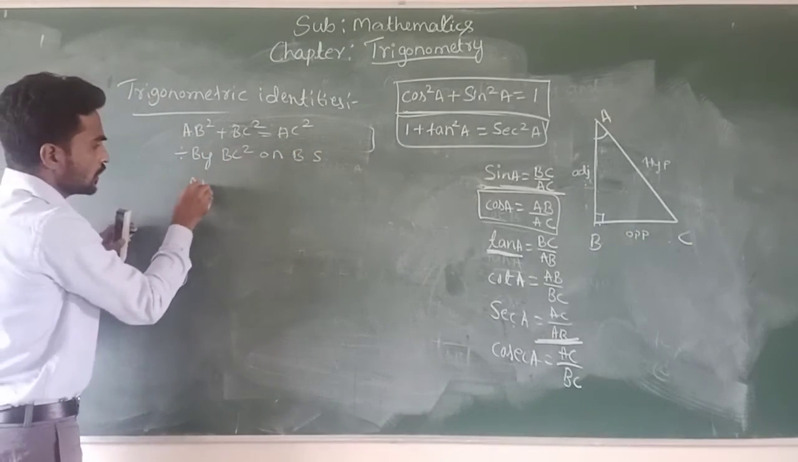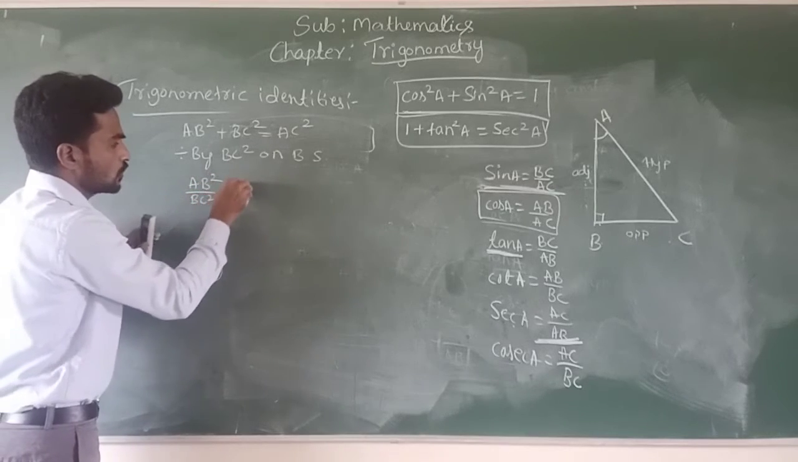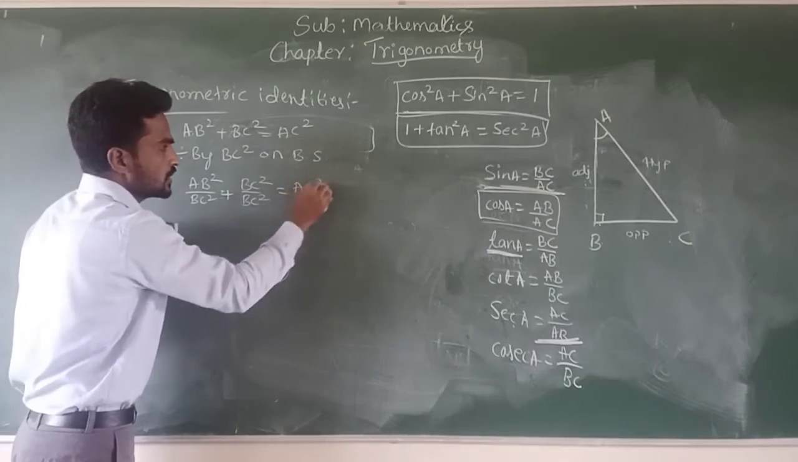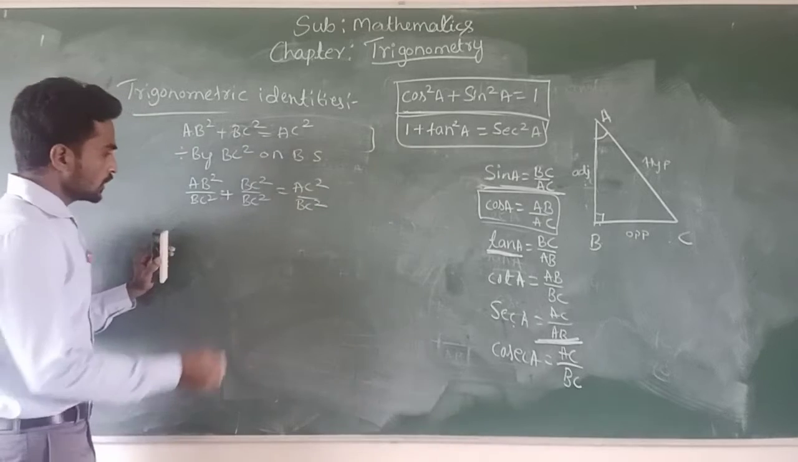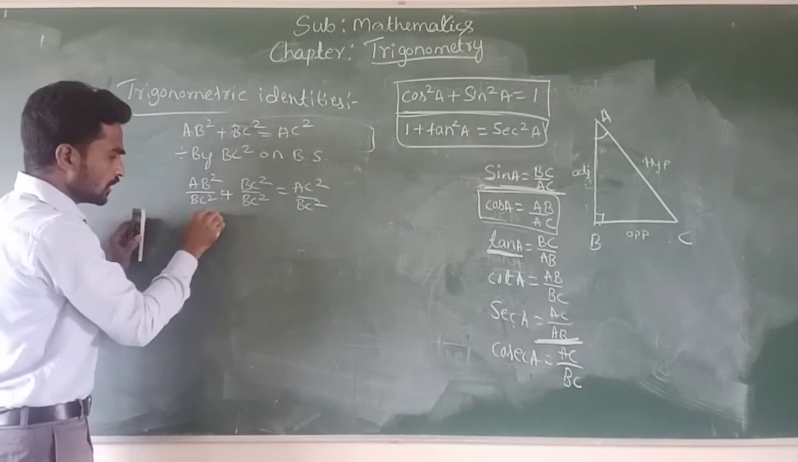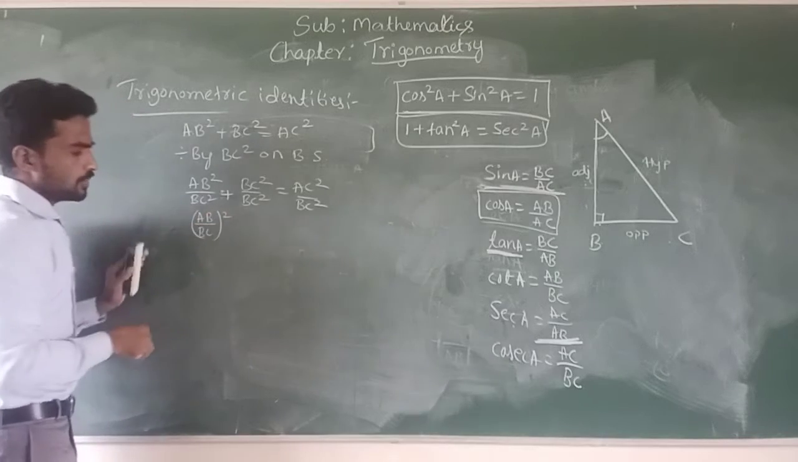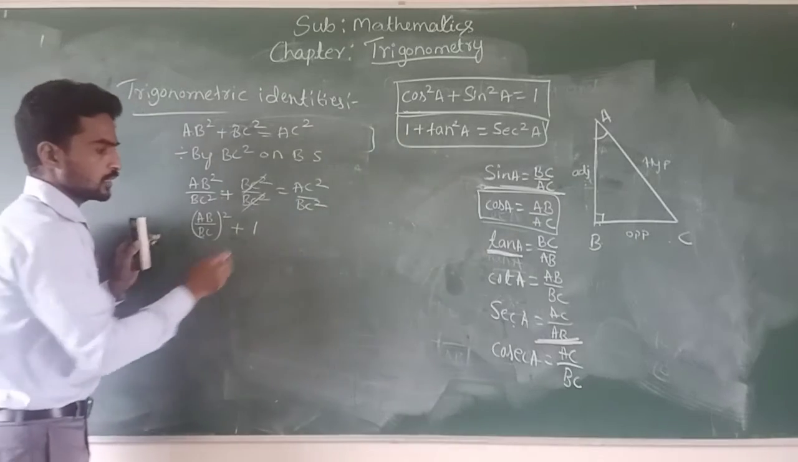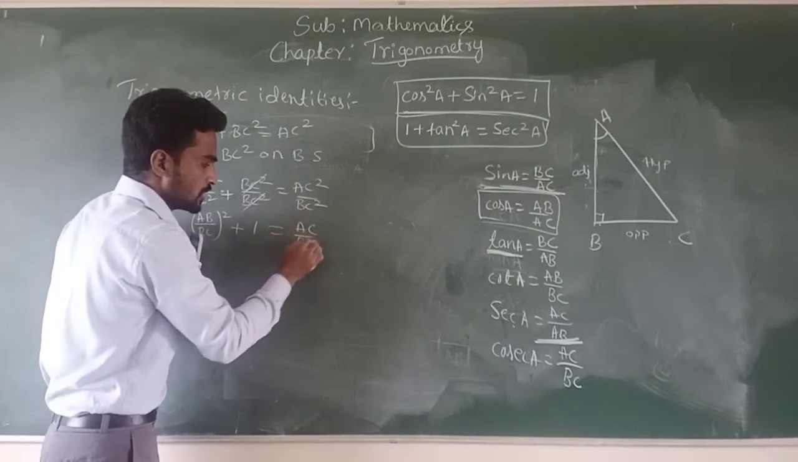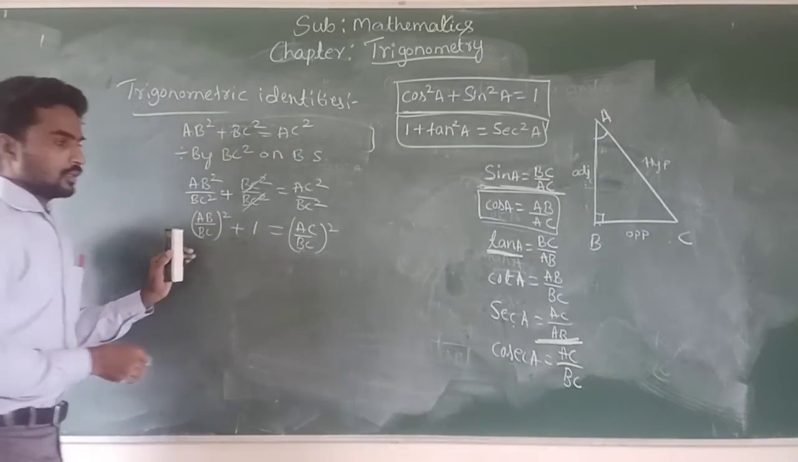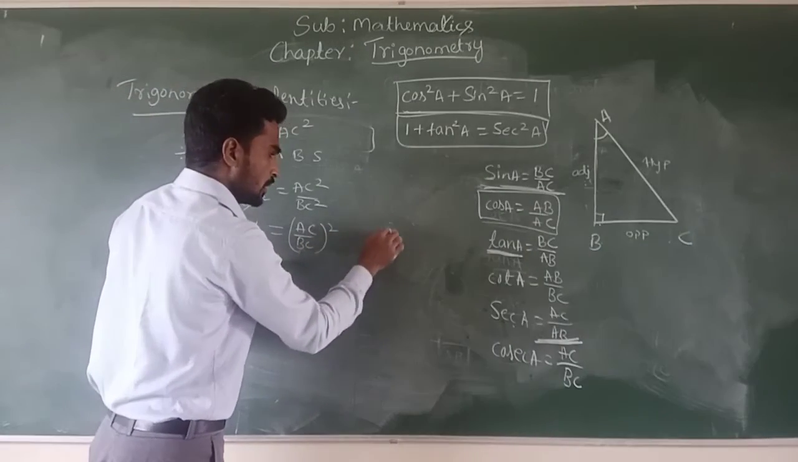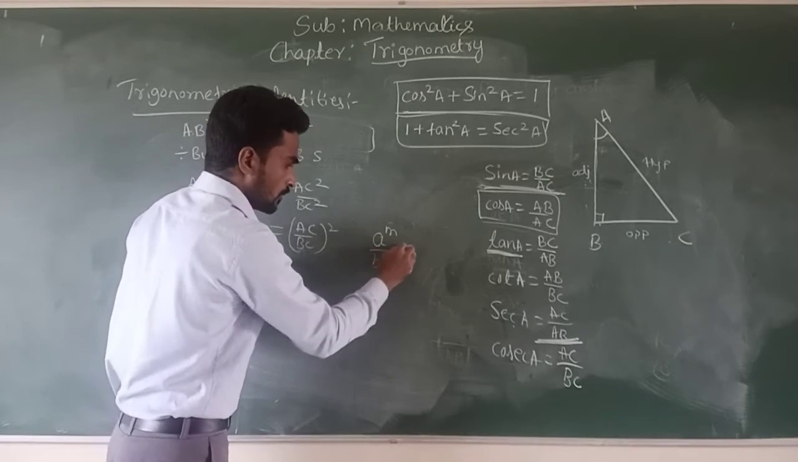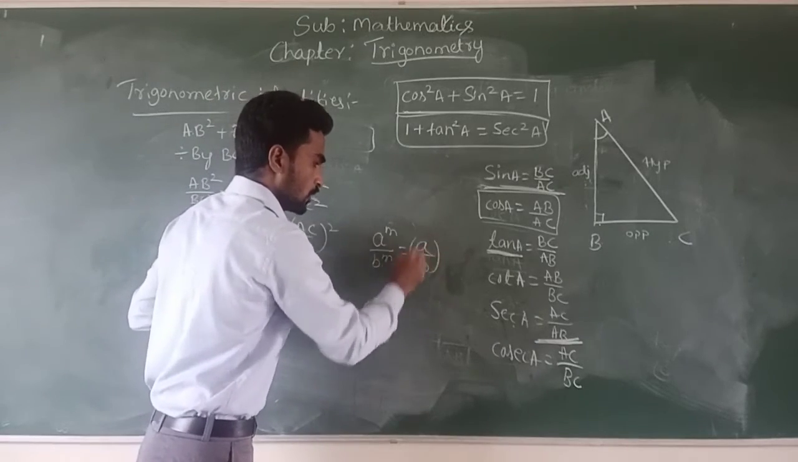We get AB square divided by BC square plus BC square divided by BC square is equal to AC square divided by BC square. Now split the squares: AB divided by BC whole square plus, BC square gets cancelled, plus 1 is equal to AC divided by BC whole square. Here we are using the identity a to the power of m divided by b to the power of m is equal to a by b whole to the power of m.